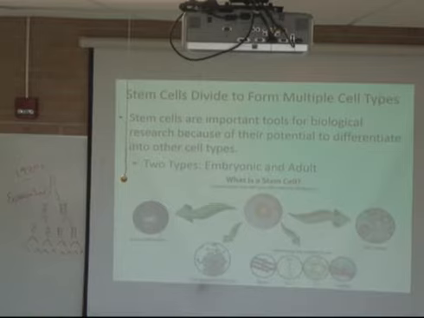Stem cells actually have a lot of potential, and stem cells are now being used in some therapies. They can help in cancers, they can help in some genetic defects, and in some countries, not here in the United States yet, there are some experimental therapies that are available.